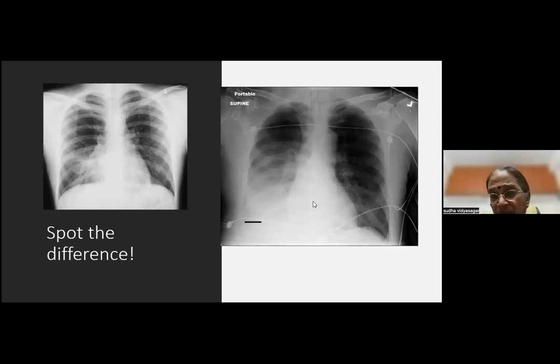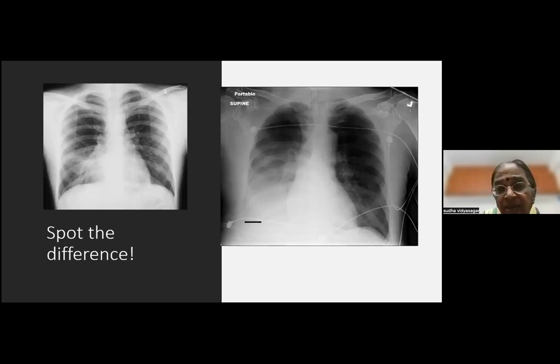Okay, let's look at this one now. You can see the heart border. You can't see the diaphragm, right? So it's silhouetting the diaphragm. It's not silhouetting the heart border, so it's not close to the heart. It's not in the middle lobe. It's probably lower lobe, because it's sitting on the diaphragm. All your lower lobe segments will sit on the diaphragm except the apical segment of the lower lobe. Everything else will sit on the diaphragm. So that's why you're not seeing the diaphragm.